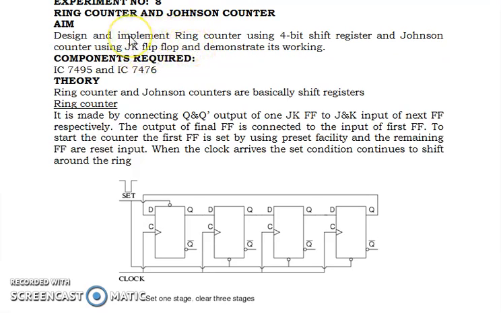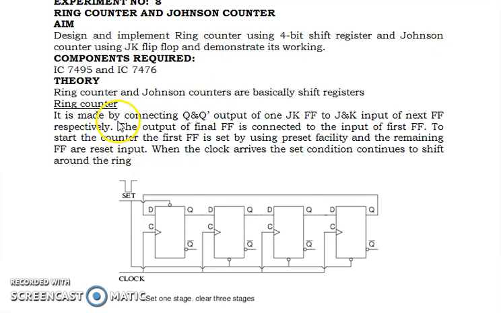JK flip-flop is not being manufactured now. So that is 7476 IC that is not available in market. So instead of JK flip-flop, we'll use 7474 IC, that is D flip-flop. So we'll design the whole ring Johnson counter using D flip-flop.